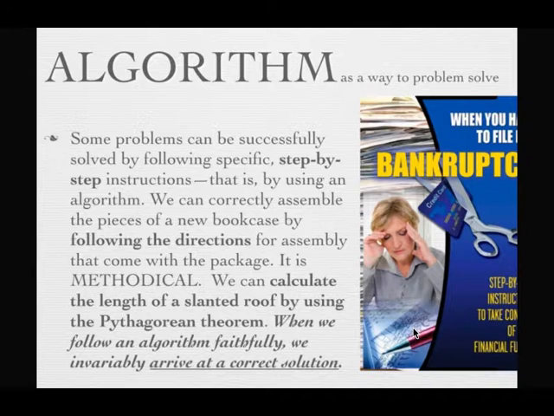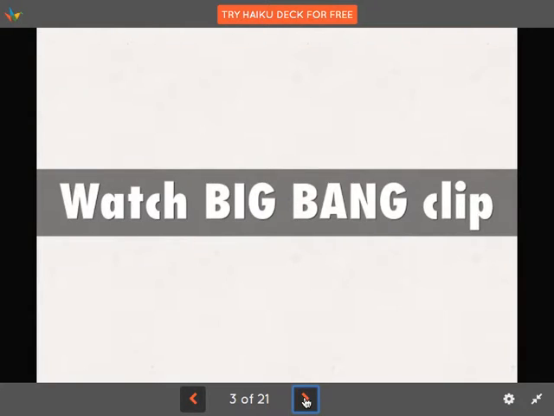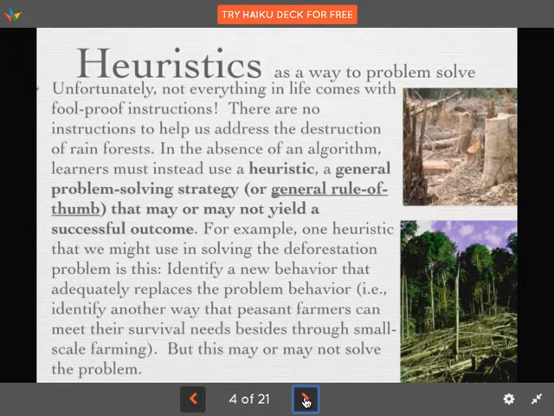So in the cases where there is a formula that gives you a solution, great. There's now a Big Bang clip. You can watch it. I put it in the email that shows how Sheldon from Big Bang tries to create an algorithm for friends. Heuristics is different than an algorithm.